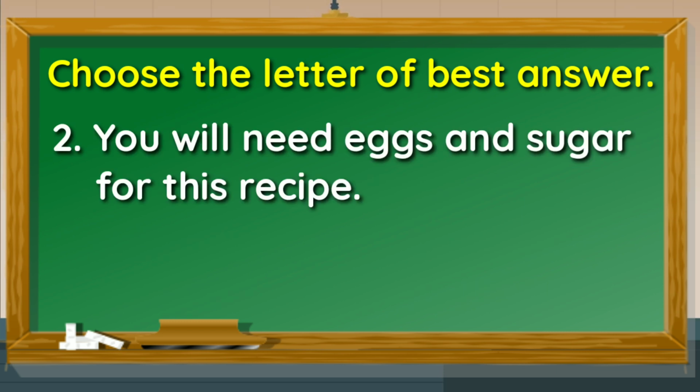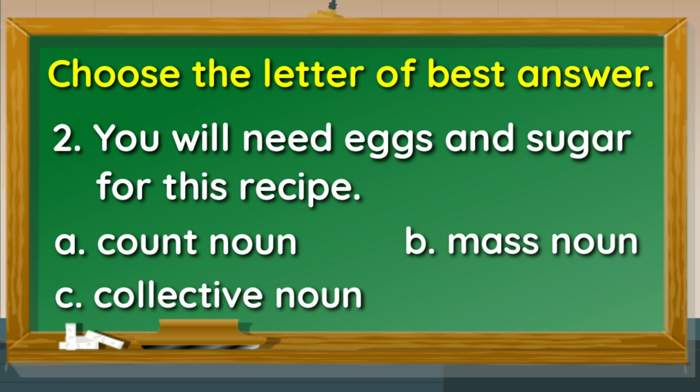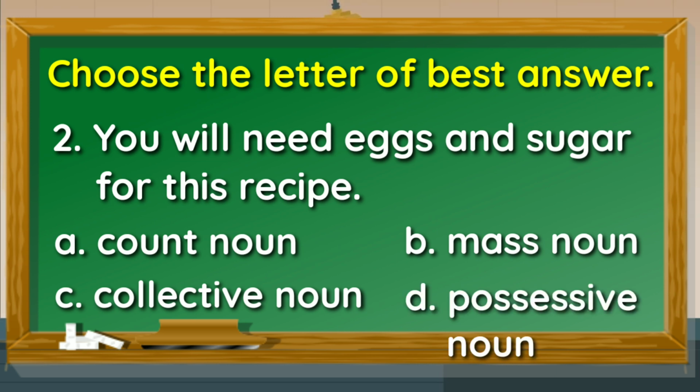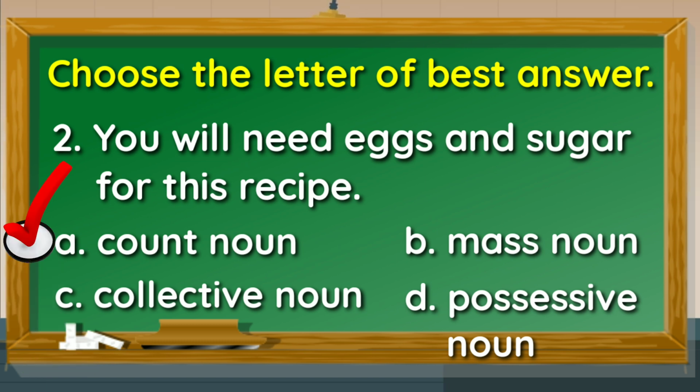Item number 2. You will need eggs and sugar for this recipe. The word eggs is A. Count noun, B. Mass noun, C. Collective noun, D. Possessive noun. What is your answer, kids? Correct. The answer is letter A.